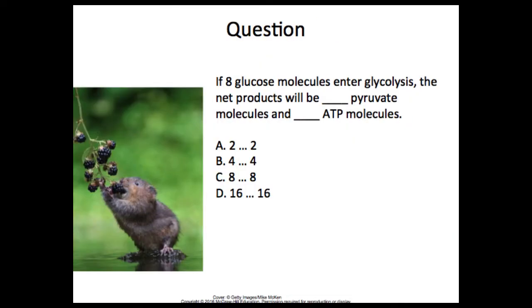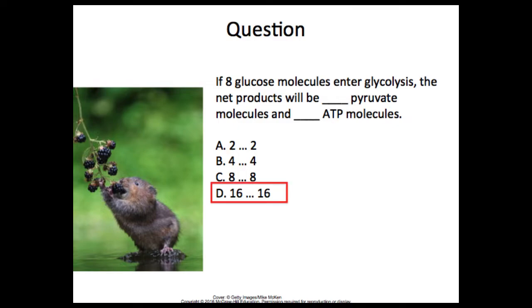All right, let's review. If 8 glucose molecules enter one round of glycolysis, the net products will be how many pyruvates and how many ATPs? Your first choice is 2 and 2. Your next choice is 4 and 4. Your next choice is 8 and 8. And your final choice is 16 and 16. Pause the lecture if you don't want to see the answer.